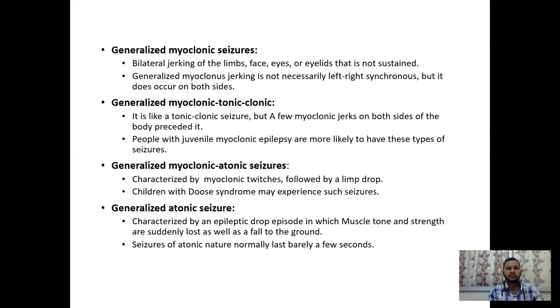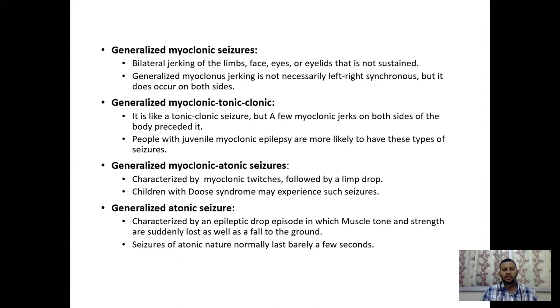And generalized myoclonus jerking is not necessarily left-right synchronous, but it does occur on both sides. Generalized myoclonic tonic-clonic. It is like a tonic-clonic seizure, but a few myoclonic jerks on both sides of the body are present. People with generalized myoclonic seizure epilepsy are more likely to have this type of seizure.